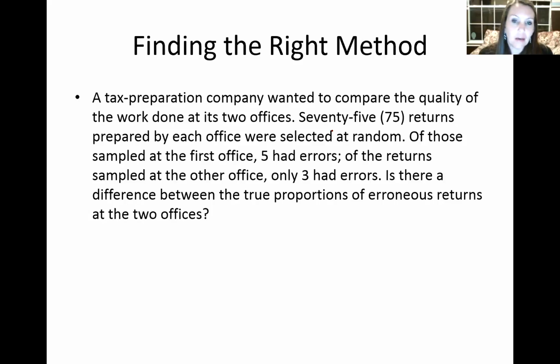Okay, so think about what we're measuring here, and sometimes it helps to think about what an individual is. In this case, an individual would be a return. So think about what you're measuring on each return, which would basically be whether or not they have errors. So is that categorical or quantitative? Yeah, categorical. So we have a categorical variable, which means we're dealing with proportions. And something else that helps us figure that out is that down here it talks about the true proportions.